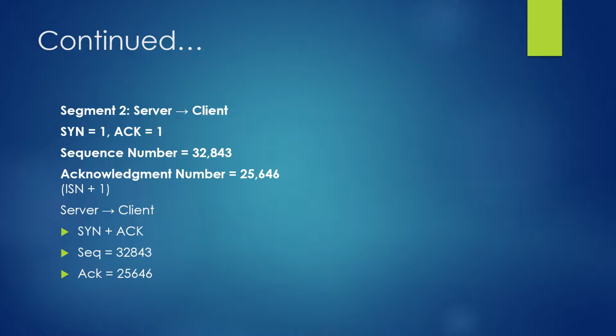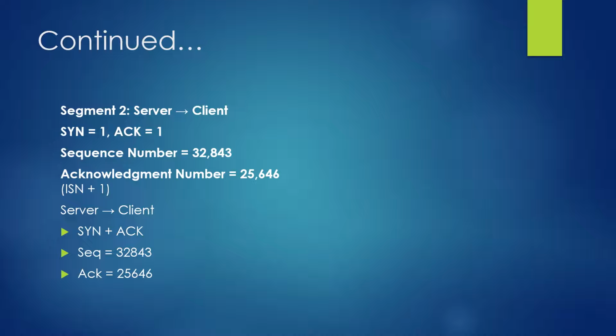What will the acknowledgement number be here? 25,646. How did we get that? By adding 1 to the previous sequence number. So for server to client, it is SYN plus ACK, and you got the sequence and acknowledgement numbers. You understood how these values came? In the first segment, the connection is established from client to server with the initial sequence number. Segment 2 comes back from server to client with SYN and ACK, the sequence number is the new one, and the acknowledgement number is the previous sequence number plus 1.